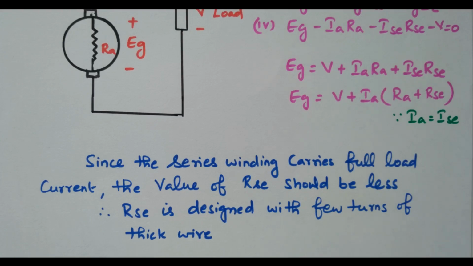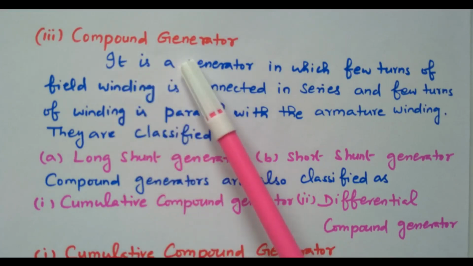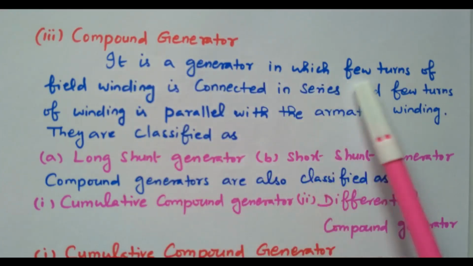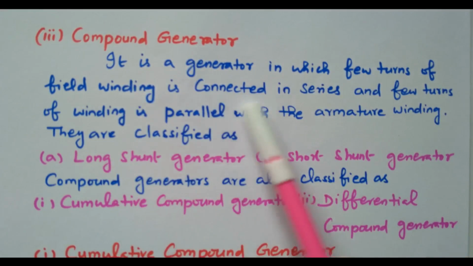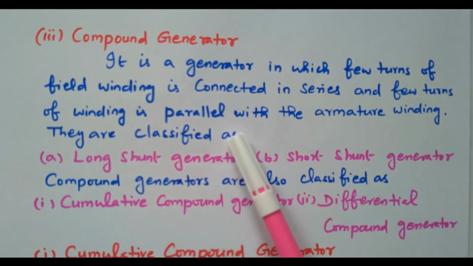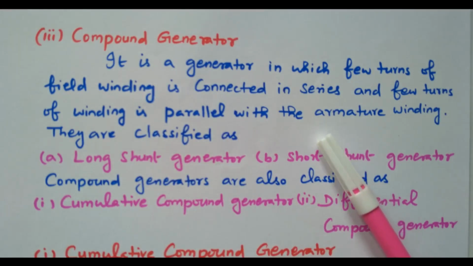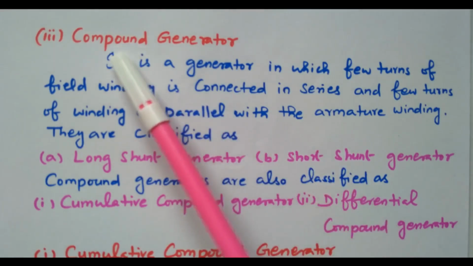Now we'll go to the third type. The third type is a compound generator. That is, it is a generator in which a few turns of field winding are connected in series, and a few turns of winding are connected in parallel with the armature winding. So both series as well as shunt, series as well as parallel, are connected. The field windings are connected in series as well as parallel, both are available. So that is called a compound generator.